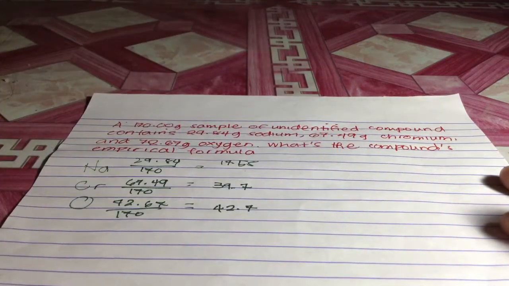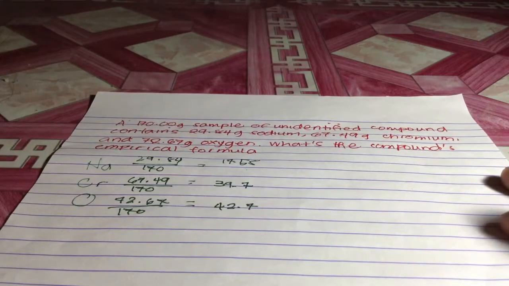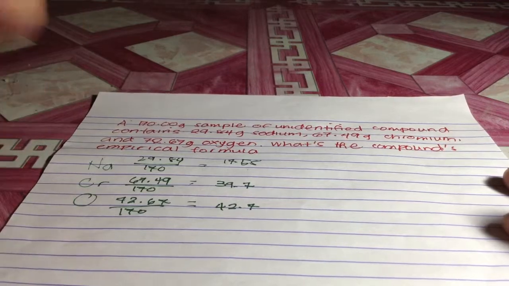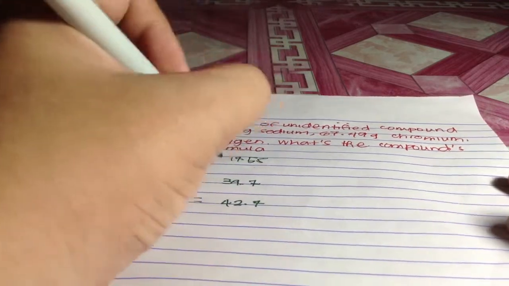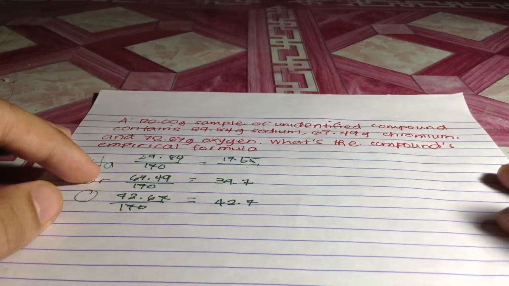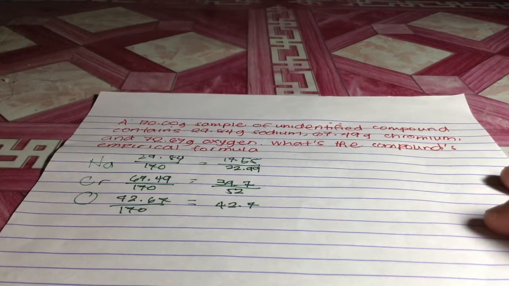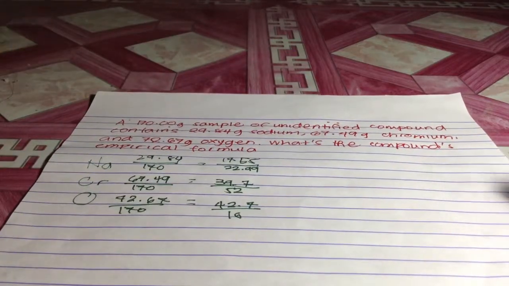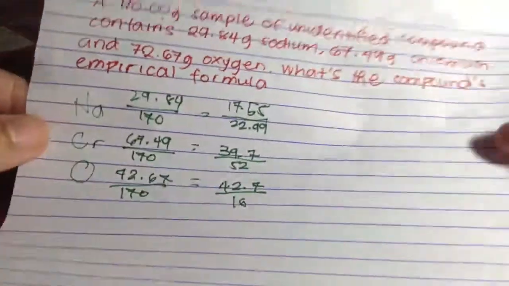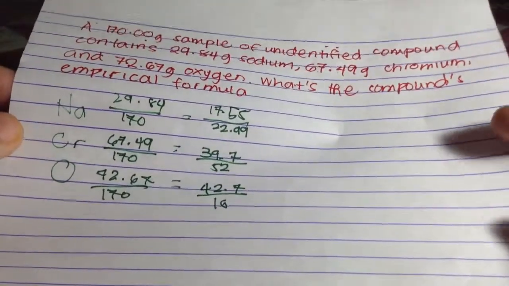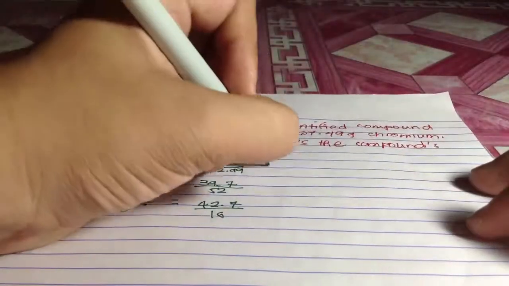And there you go. Now, the next step is you are going to take their atomic weights, which are on the periodic table. In this case, sodium has 22.99 grams, and Cr has 52 grams. And oxygen, of course, has 15.99, so round that up to 16, and that's what you get. If you really want to be sure of your calculations, there you go. And now we're going to divide these like what we did before.